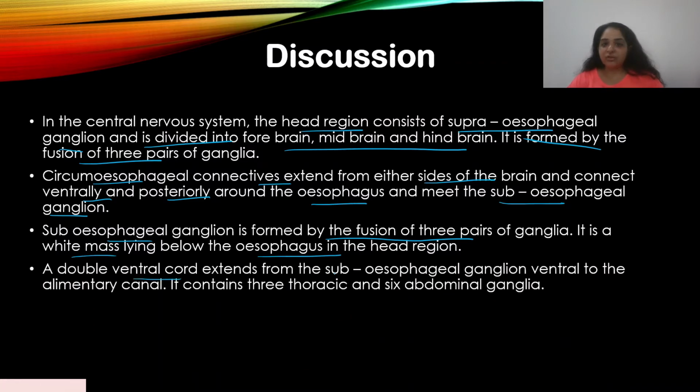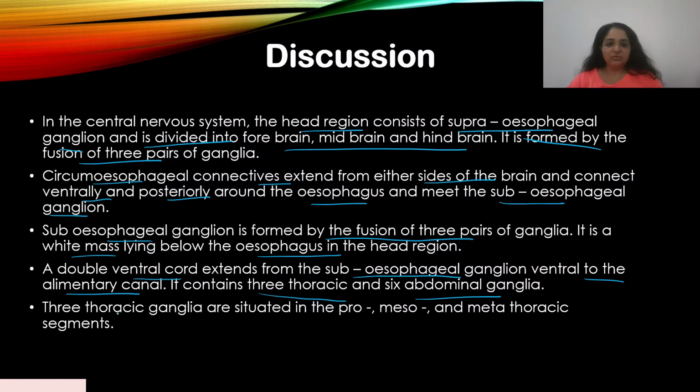Now a double ventral cord extends from the subesophageal ganglion. Remember, in cockroaches it is a ventral cord. It is not present on the dorsal side. Ventral is this side, dorsal is the back. It extends from the subesophageal ganglion ventral to the alimentary canal, and it contains 3 thoracic and 6 abdominal ganglia. So you have supra, the circumesophageal connectives, then the subesophageal ganglion, and from there the double ventral cord.